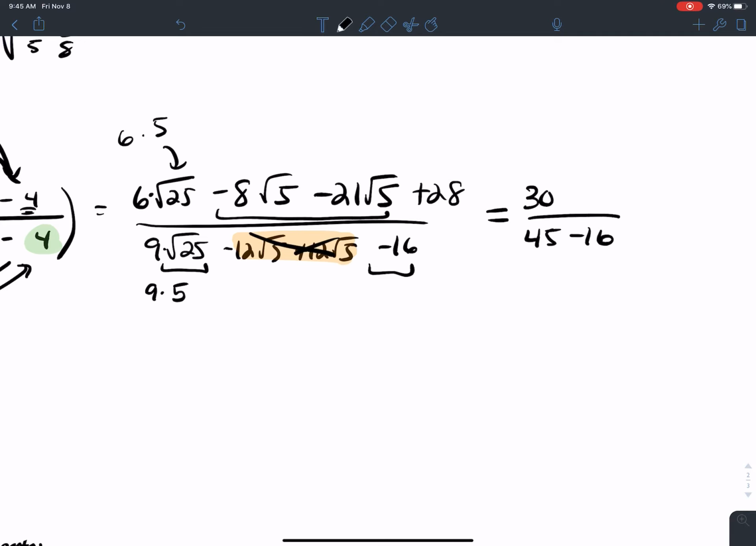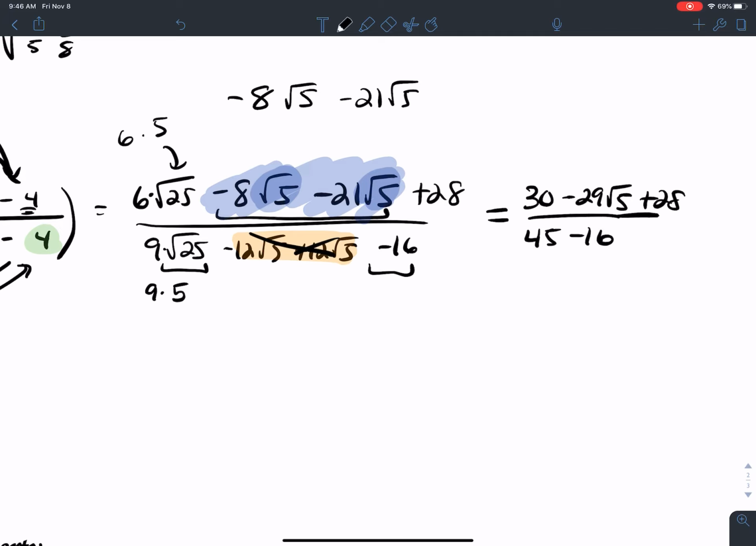And then these are like terms, which is, again, a big idea. We can only add radicals together if they have the same radicand, right? The thing under the square root must be the same in order to add them together. So if I had -8 of these root 5s and I took away 21 more of those root 5s, I have -29 of those root 5s, and then at the end we had a positive 28.